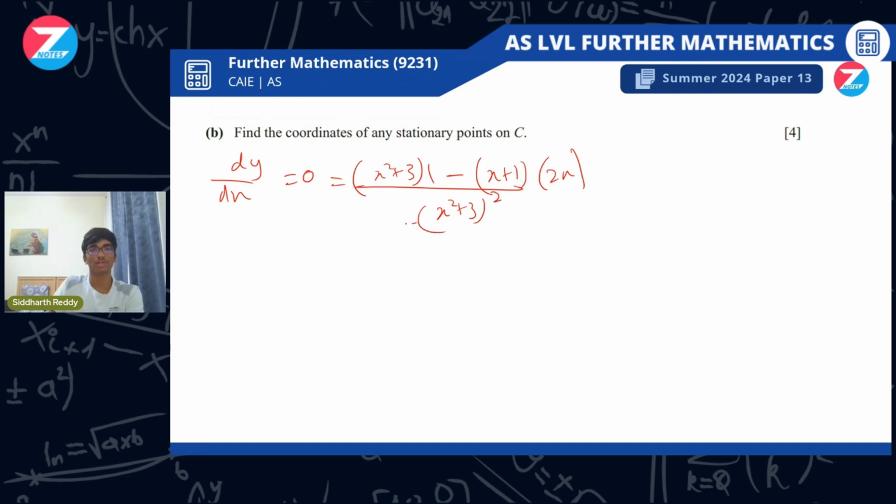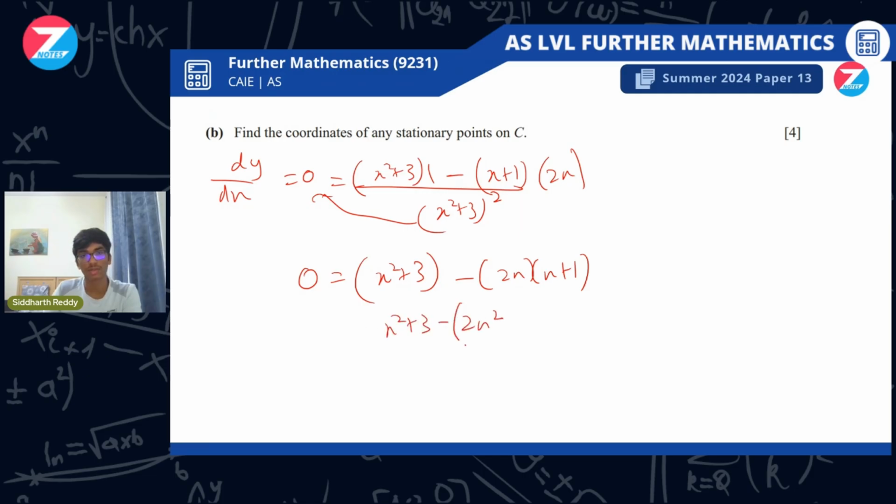So this is equal to 0. When we multiply both sides by (x squared plus 3) squared, it cancels out the denominator. So 0 is equal to x squared plus 3 minus 2x times (x plus 1). So x squared plus 3 minus 2x squared minus 2x is equal to 0. So we have x squared minus 2x squared, plus 3 minus 2x, is equal to 0. We have minus x squared minus 2x plus 3 is equal to 0. Just solving this with the calculator, x is equal to 1 and x is equal to minus 3.